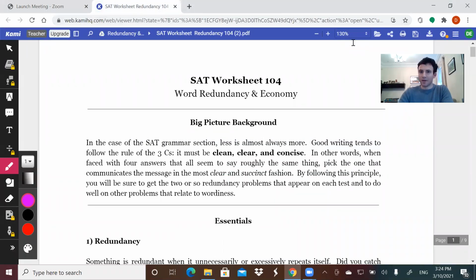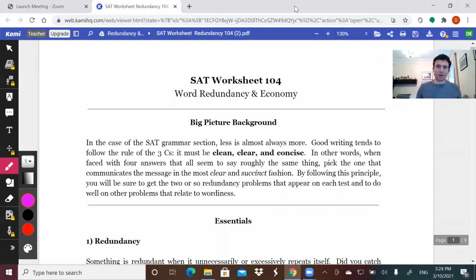Okay, so welcome. This is concept 104. It is a concept on both the SAT and the ACT. The concept is redundancy and economy of language, and it's a topic that a lot of times is discussed in English class. Teachers will encourage their students to write more directly and with active verbs or an active voice, getting rid of any superfluous or extraneous words that just create confusion.